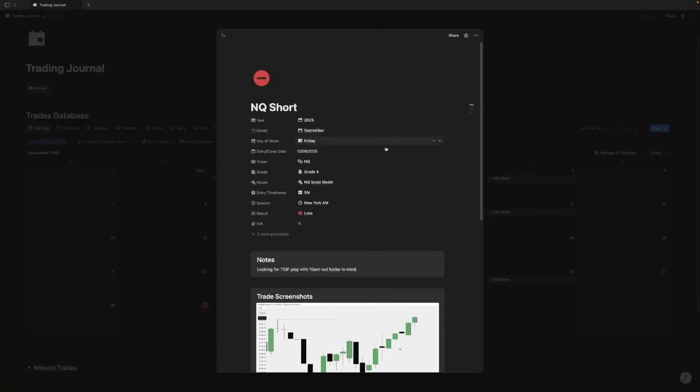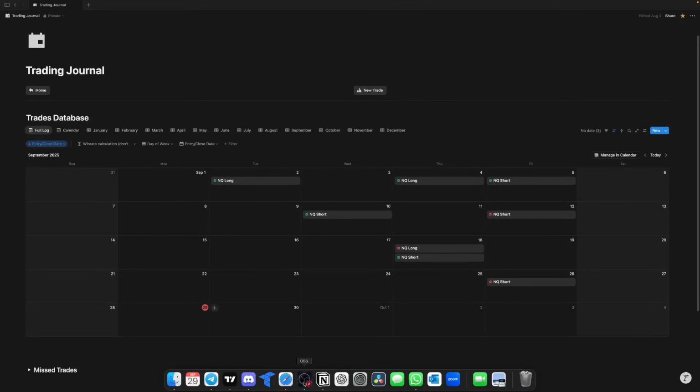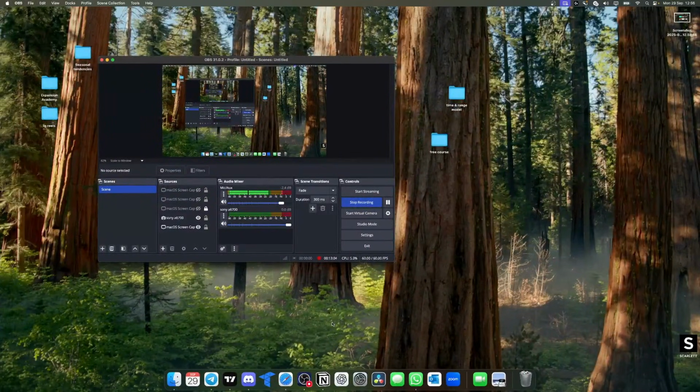But you see how I journal. This is how I journal. All of this, all right? 5-minute entry, grade 4, NQ Scout model, New York AM, right? And all of these look the same. This is exactly how you should be journaling and exactly how you become a profitable trader in the shortest amount of time, all right? I hope you found this video valuable. It's one of the better ones in this course, so really take notes on it.